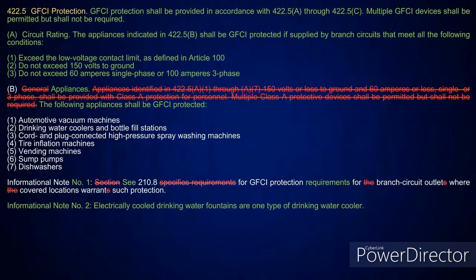Okay, now that's interesting, because if I go look at B, they call it appliances now. They just say appliances. You don't have all this other stuff and the multiple and all of this. And they say the following appliances shall be GFCI protected. But if I look in A, it says appliances indicated in 422.5(B). Well, here's 5(B). And then look, they have all these appliances listed here. Now, I'll tell you why I find that interesting. And nowhere does it say connected to an outlet either.